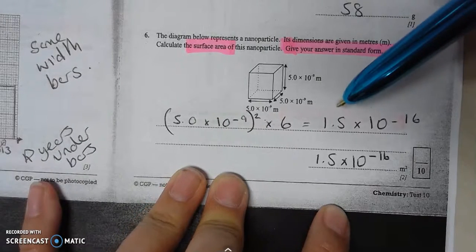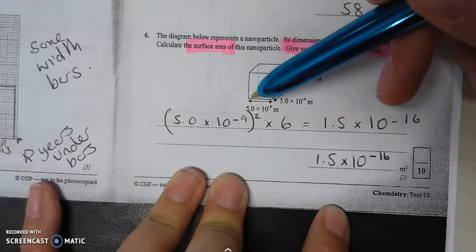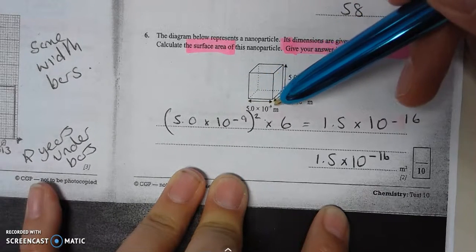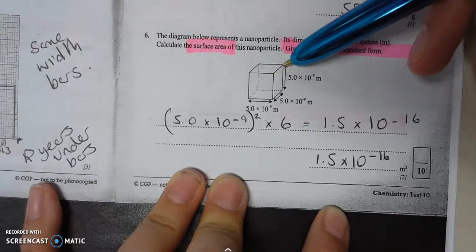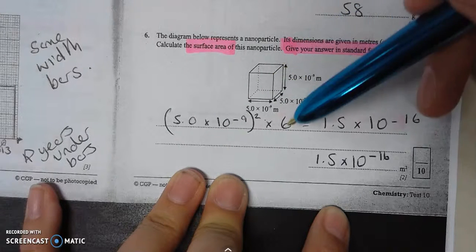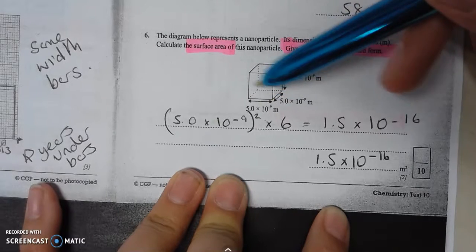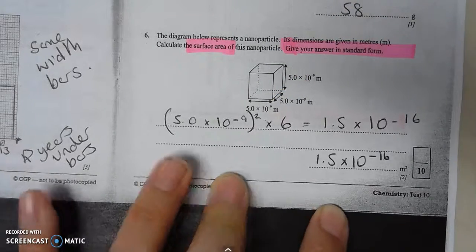If they wanted me to work out the volume, then I would have measured and multiplied the width and the height and the depth. That's the volume. Just to work out the surface area, I work out one and multiply it by the number of surfaces. And that's where I get that answer.